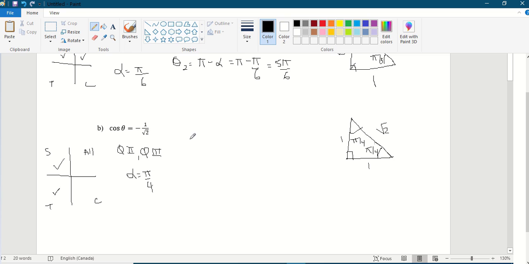Now that we have the reference angle, theta 1 in the second quadrant is pi minus alpha. So in our case, pi minus pi over 4, and that will be 3 pi over 4. And the second one, in the third quadrant, is pi plus alpha. So that will be pi plus pi over 4, so 1 plus a quarter, which will be 5 pi over 4. And those two will be our answers for this one.